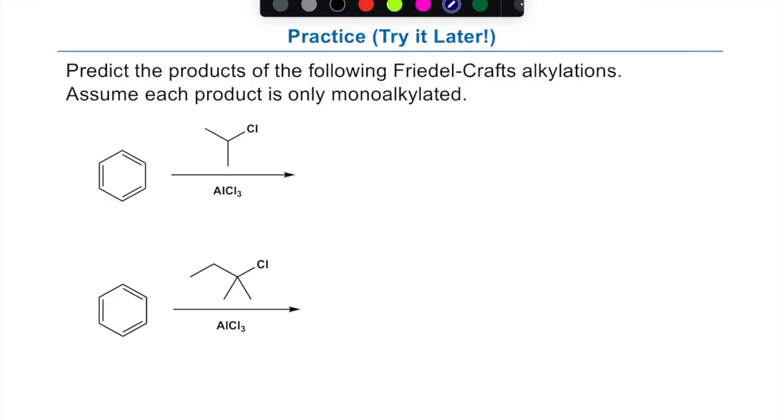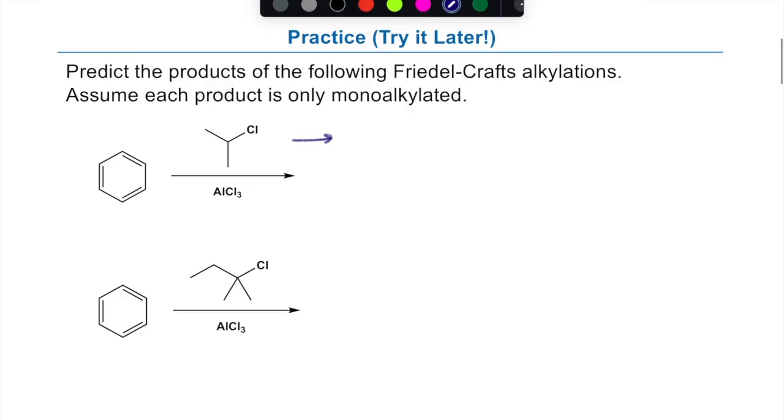All right, welcome back to after lecture. I'm going to quickly go through the practice try-it-later questions. This first question is really straightforward. It's asking to predict the products. There's not any funky business here. Essentially, we're going to generate our electrophile species, which will be this secondary carbocation, and then that's going to react with the benzene ring to produce this final product upon re-aromatization.